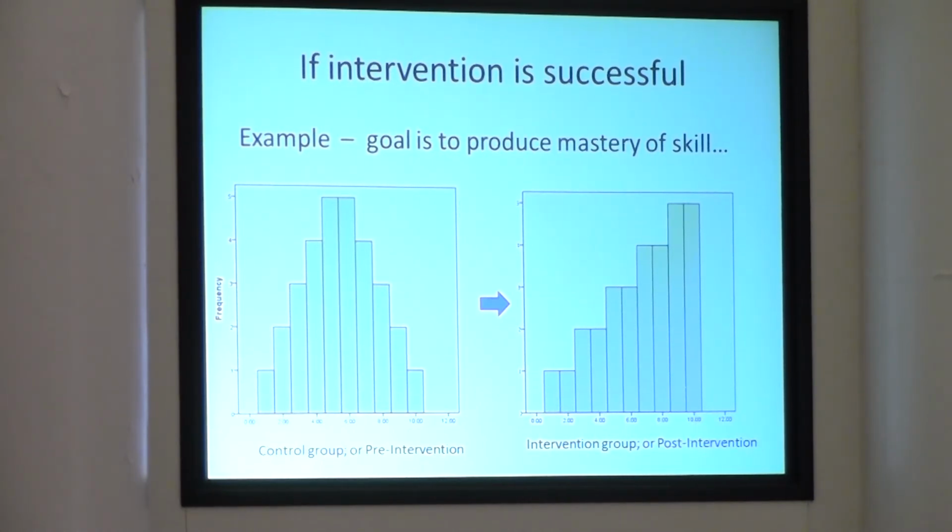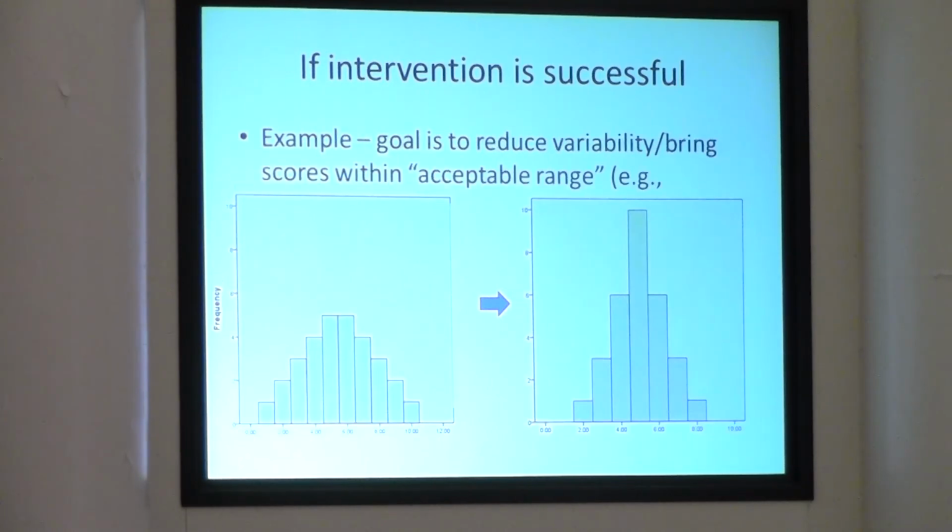So if the goal is to produce mastery of skill, I'm assuming that we might be starting with a somewhat normal, at least symmetric distribution to begin, control group, but pre-intervention, post-intervention, we have definitely this negatively skewed distribution. If our intervention is actually to reduce variability, bring scores within an acceptable range, we might see something like this.